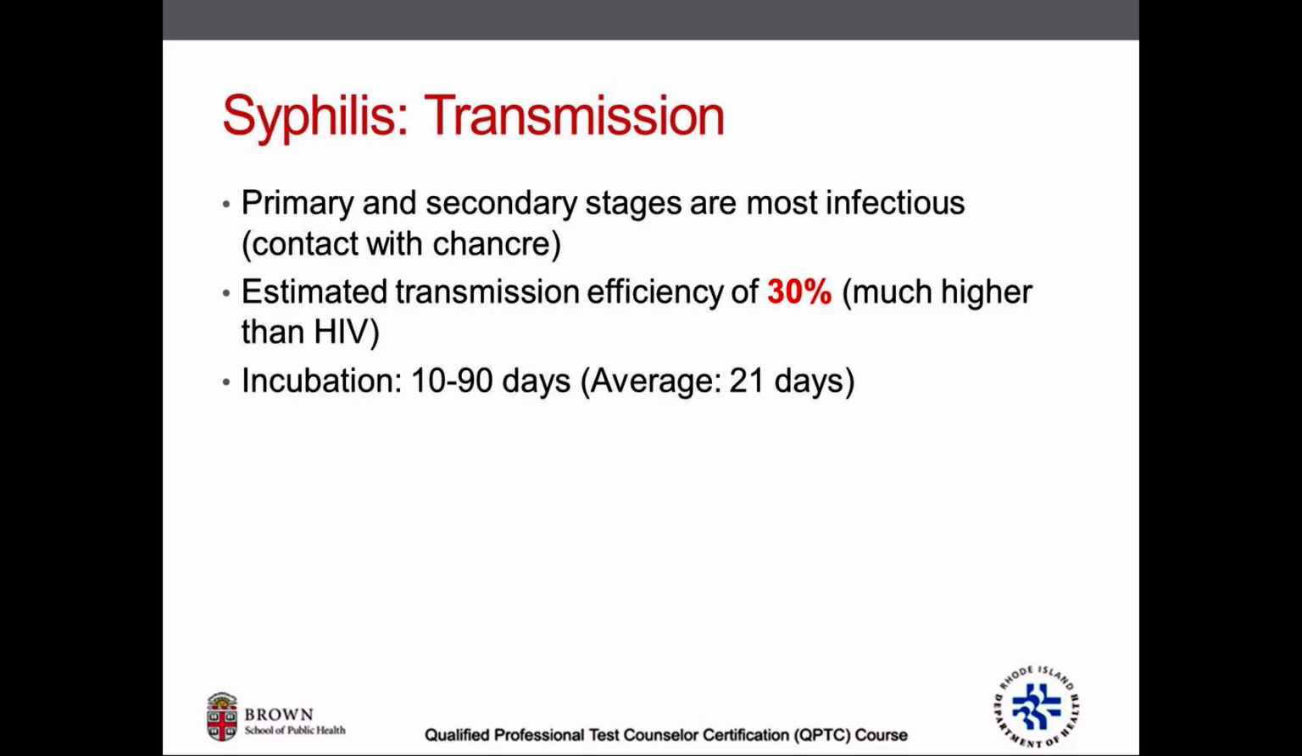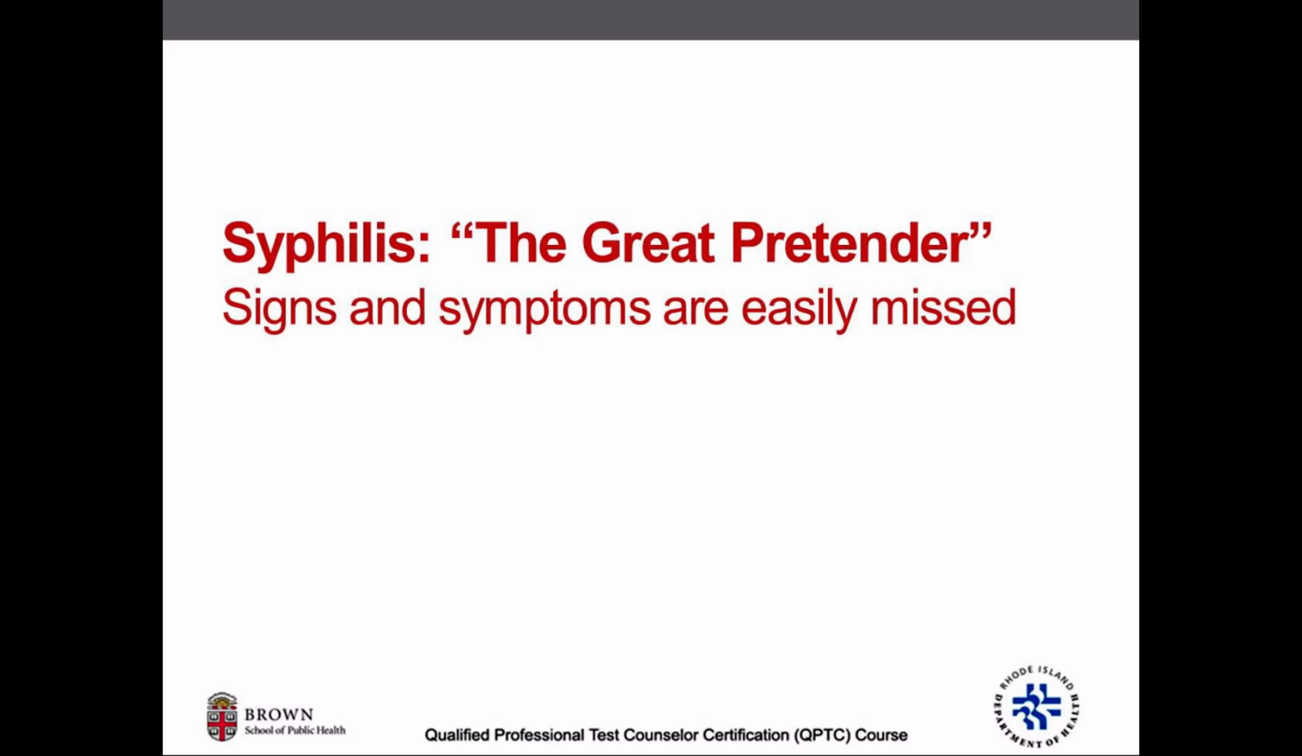Syphilis has a little bit of a longer incubation period compared to chlamydia and gonorrhea, which we just talked about. The average incubation period tends to be anywhere from 10 days to up to 3 months, with the average being 21 days. This is important to keep in mind for people that may have an exposure. In terms of symptoms of syphilis, syphilis is known as the great pretender. Even for people that are highly experienced in syphilis, the signs and symptoms of the disease are easily missed.